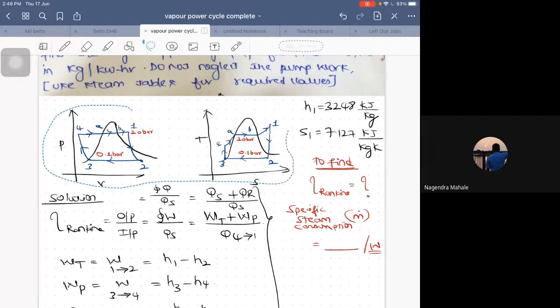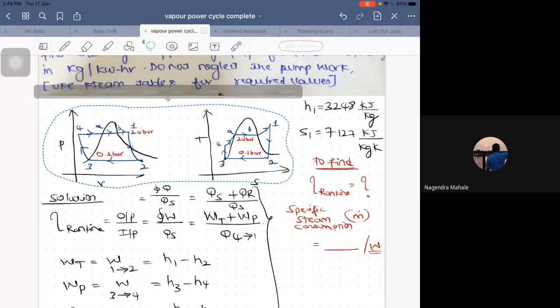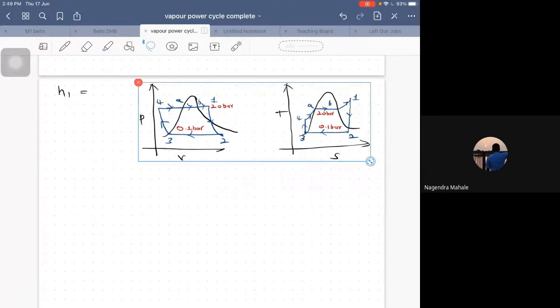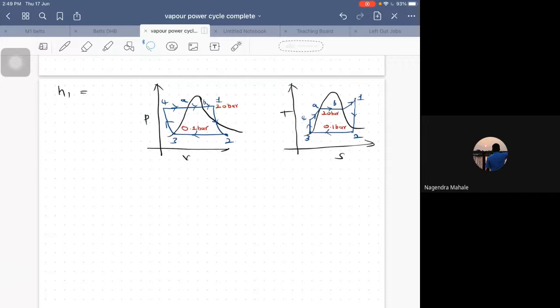Okay, I will just copy this and paste it here, for our understanding. Now, just a minute. Okay, so H1, in the sense, state 1. In which region is it?